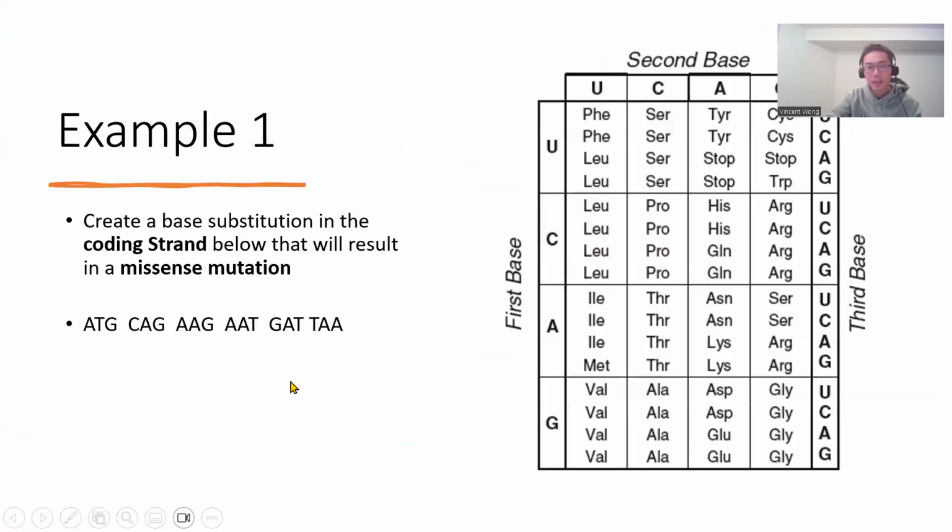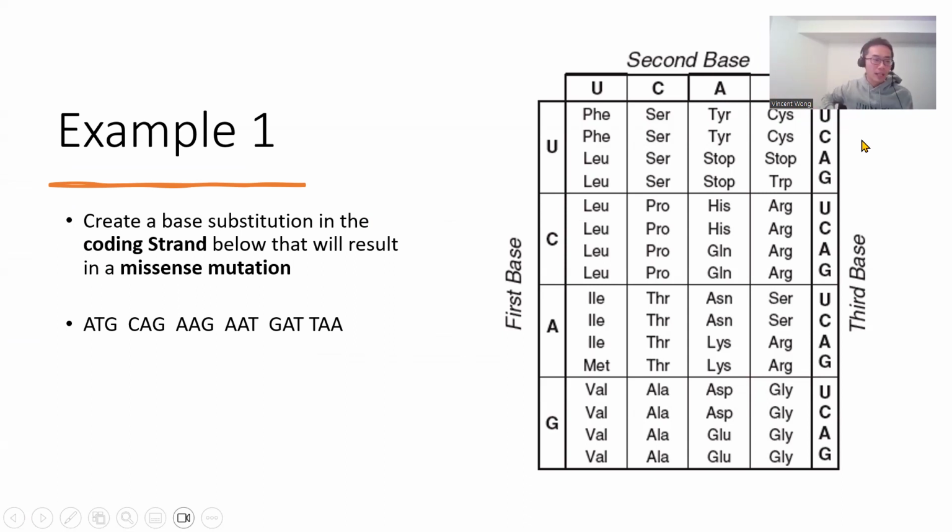Okay, back to the PowerPoint. Now this one you don't have to worry as much about. It's more for my in-person class, where I'm going to ask them to create mutations on the test. But for you guys, in the online environment, it's hard for me to ask these kinds of questions, so don't get too hung up on this. But I'll show you how to do it anyway. Create a base substitution in the coding strand that will result in a missense mutation. So this is coding.